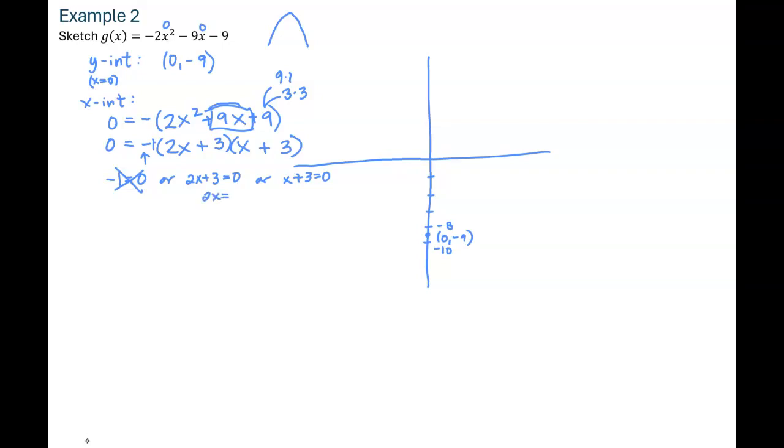So over here, we can solve and say, okay, well then x equals negative 3 halves, which means our x-intercept is at negative 3 halves, 0. Or x equals negative 3, which means we have an intercept at negative 3, 0.